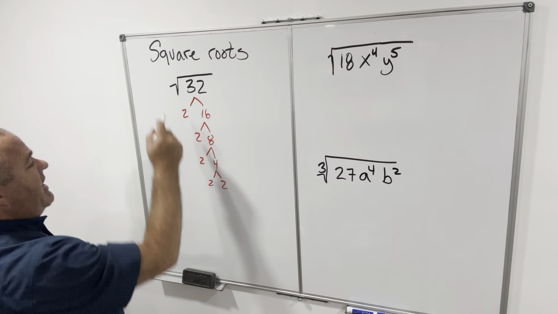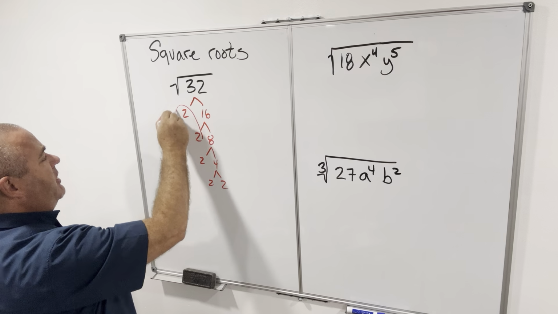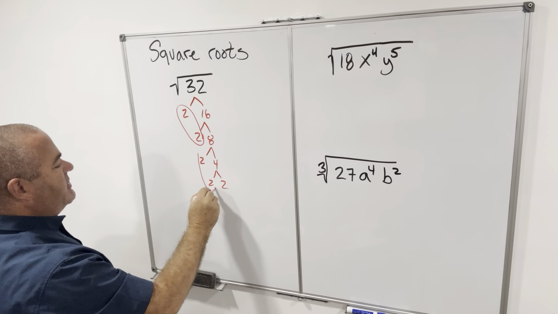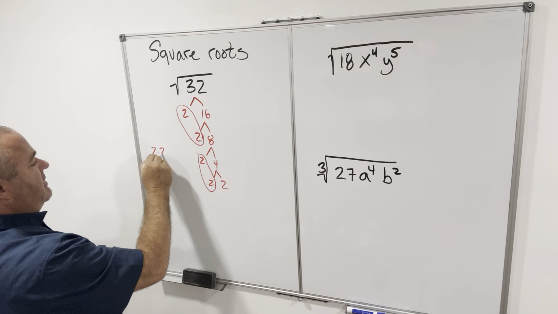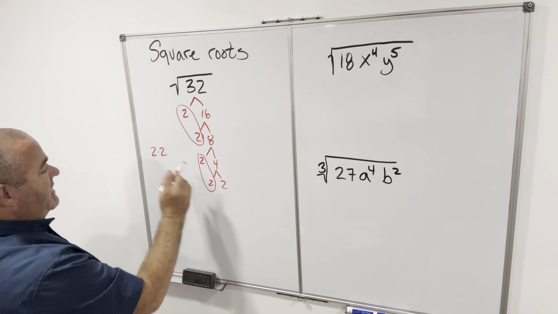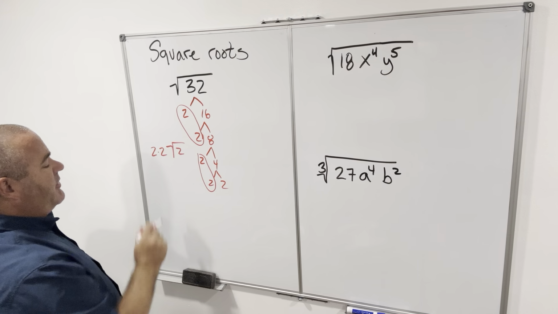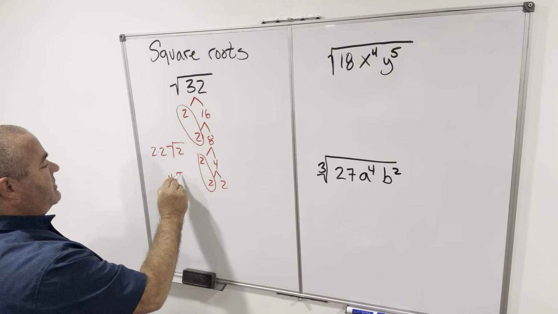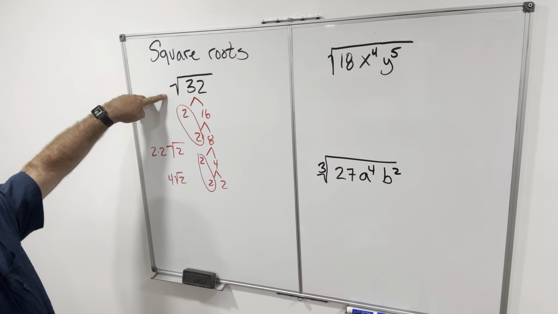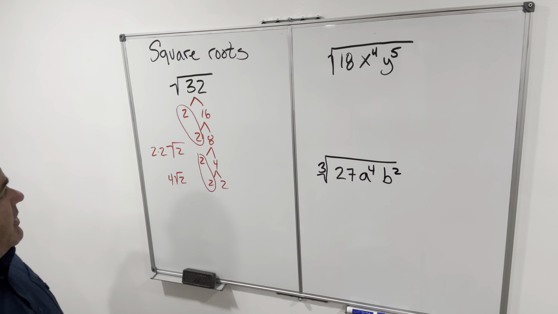Well, now, since we got a square root, we can start pulling these out in pairs of 2. So in this case, we've got 2 sets of 2. And we've got 1 2 that's by itself. So that needs to stay underneath our square root. So our final answer here is going to be 4 times the square root of 2, which can be a little bit easier to work with than the square root of 32.